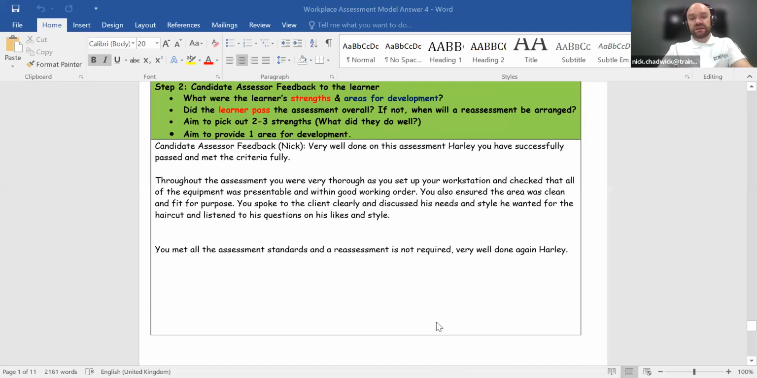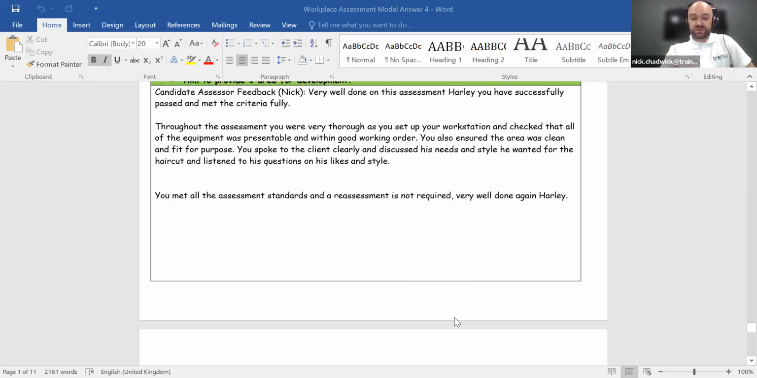Step 2 is the candidate assessor feedback to the learner. So this is you as a candidate assessor providing obviously the learner's strengths and areas for development. So this is you making a judgment call. Were you happy with the learner's performance? Did they pass? Or obviously if it's a reassessment, that's fine. Provide them with some constructive feedback. You can tell them their strengths and also any areas for development as well. So Harley did a fantastic assessment. He passed the assessment and met the criteria as well. So I've given him lots of praise, lots of feedback here within his assessments.